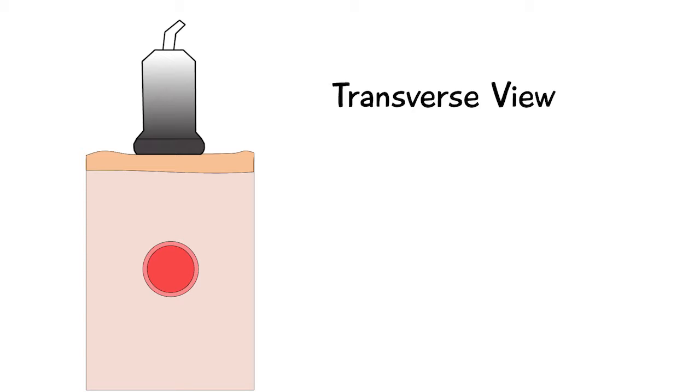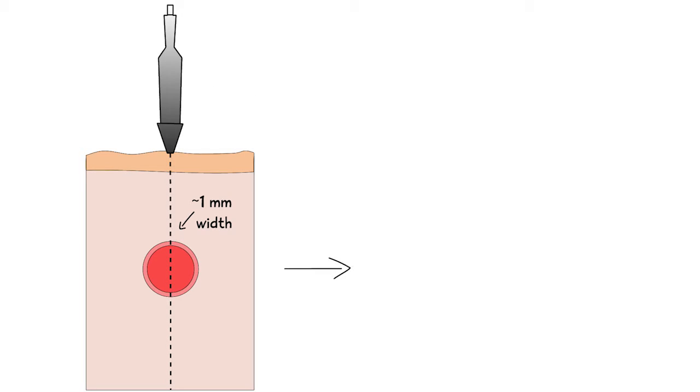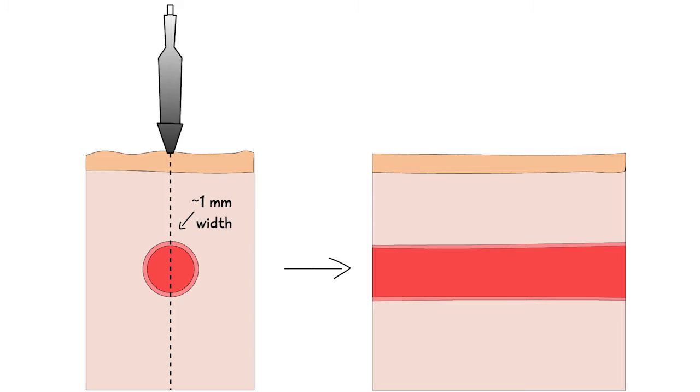held perpendicular to it. If the probe is rotated 90 degrees while keeping the center over the vessel, we obtain the longitudinal view. The beam width of most ultrasound probes is around 1 millimeter, which is about the size of a pen tip. On the right, we show how the longitudinal view shows the vessel in length as it courses across the screen.